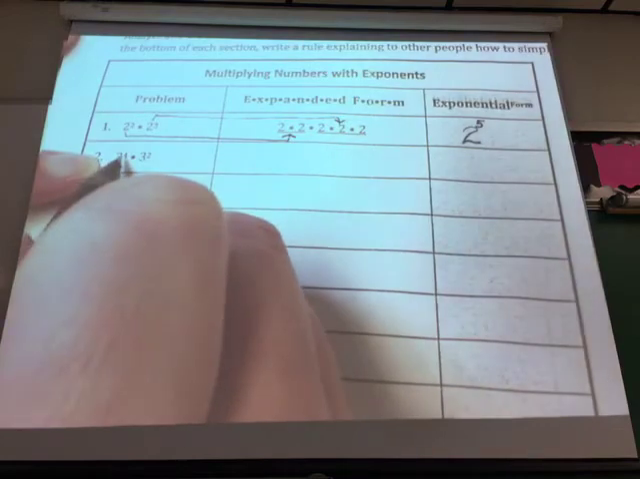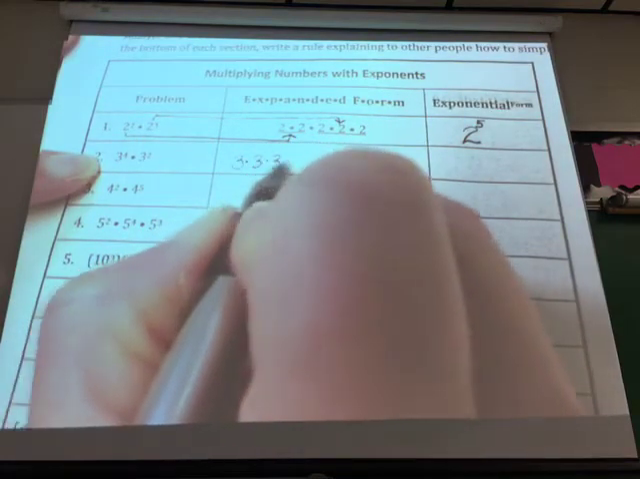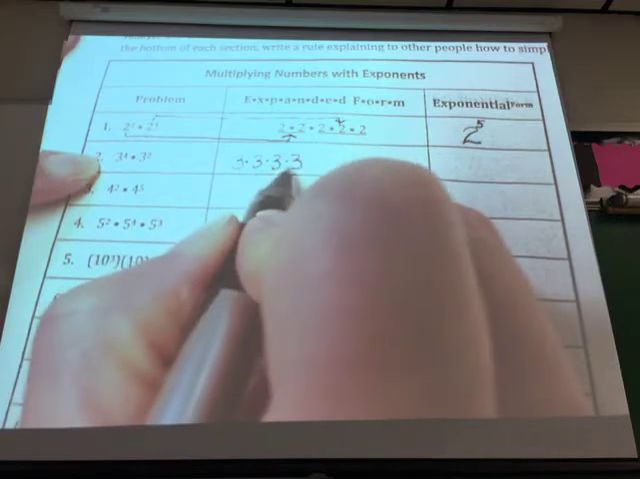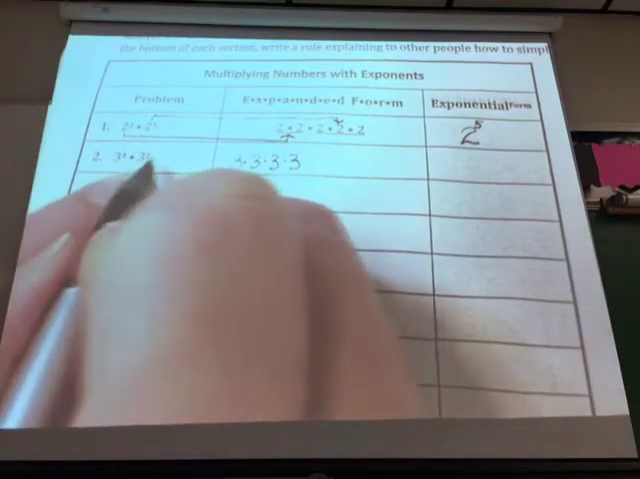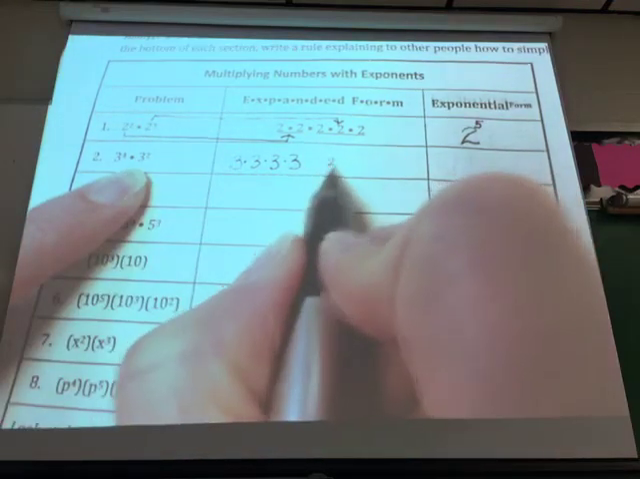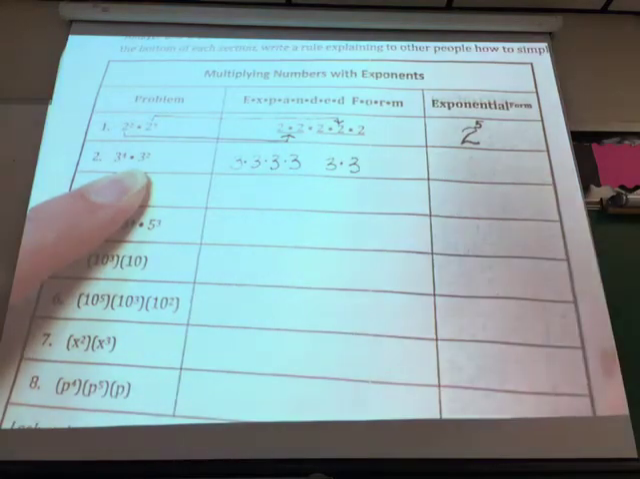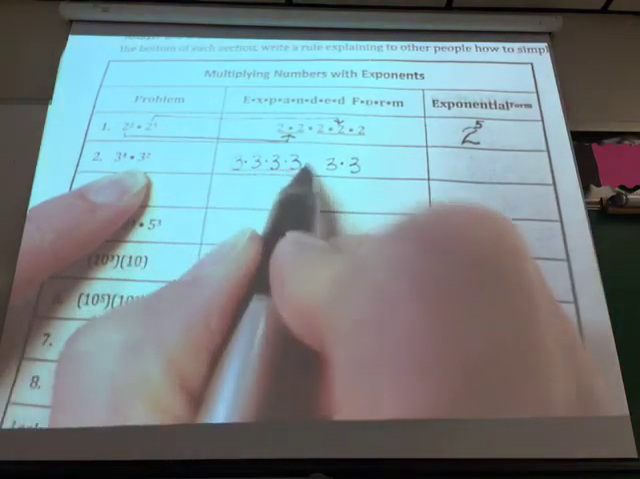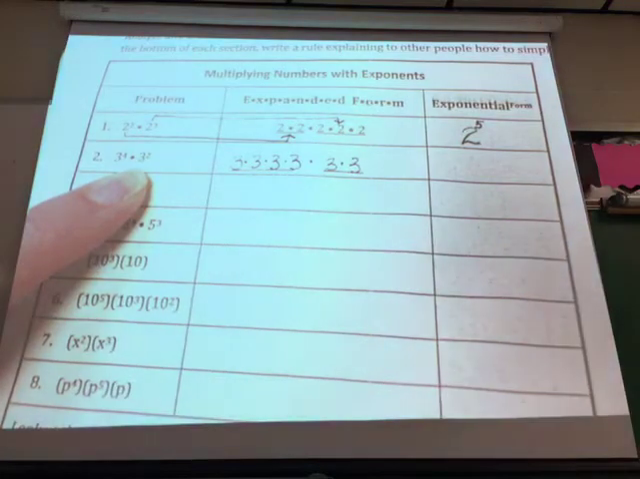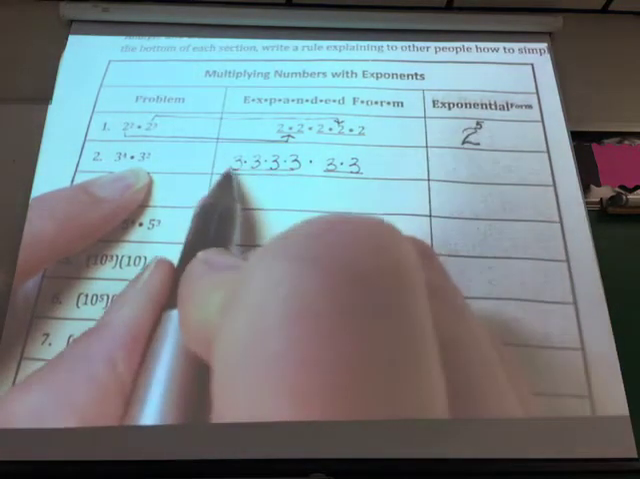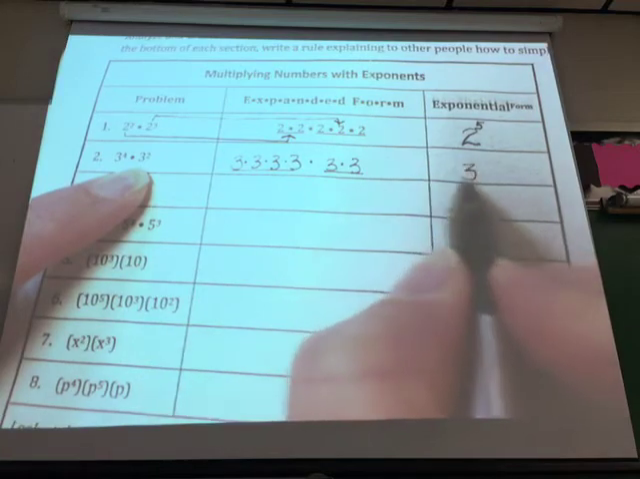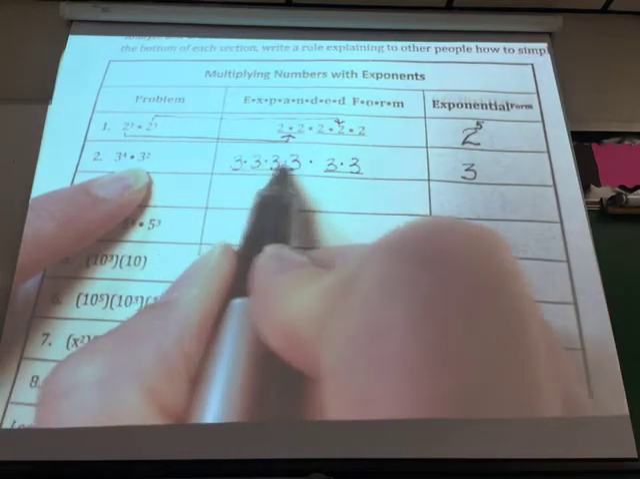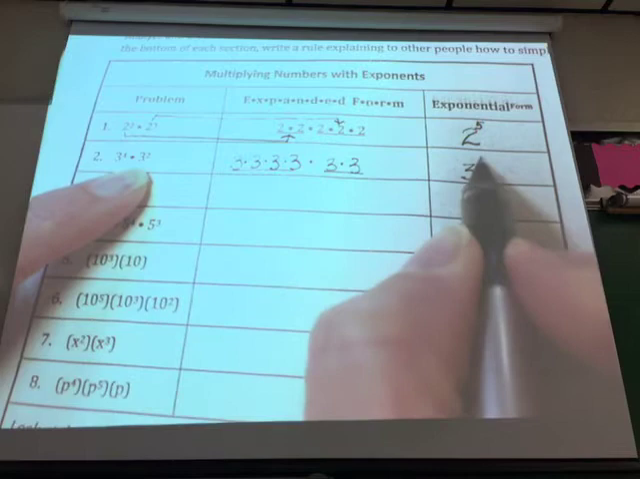3 to the 4th power would look like this. 3 times 3 times 3 times 3. And you'll have to write this out kind of on your own paper. The second term is 3 squared. It would look like this. But since I'm multiplying all of that in expanded form, that's what it looks like. So then for exponential form, how many 3's did I use to multiply? It will be 3 to the 2, 3, 4, 5, 6th power.